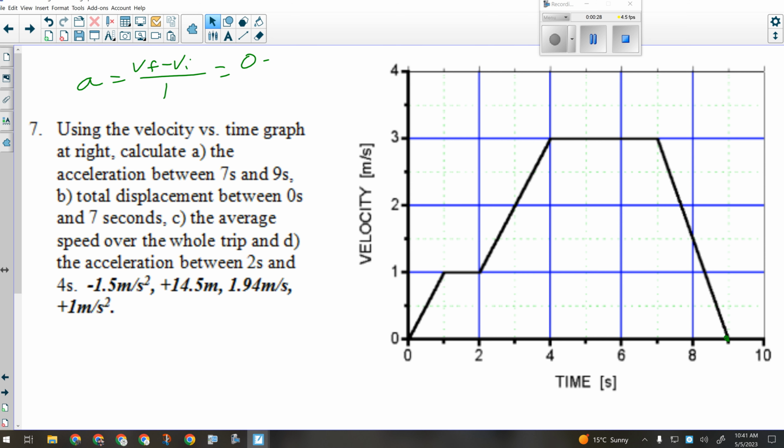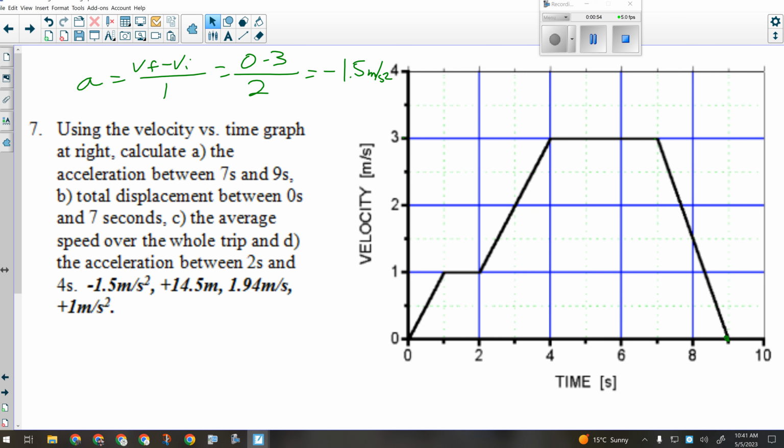And 7 seconds will be my initial, and my velocity at time 7 seconds is 3. Obviously between 7 and 9 seconds, there are 2 seconds. So 3 over 2, but it's going to be negative, because 0 minus 3 is negative 3, so it's going to be negative 1.5 meters per second squared. Okay, all right, how many people have done B?